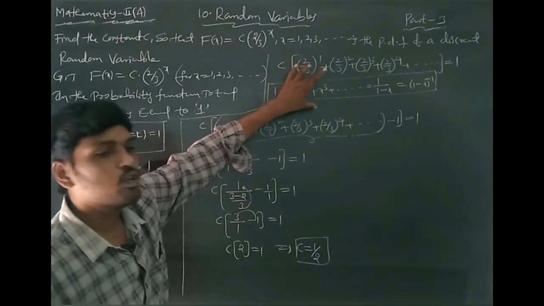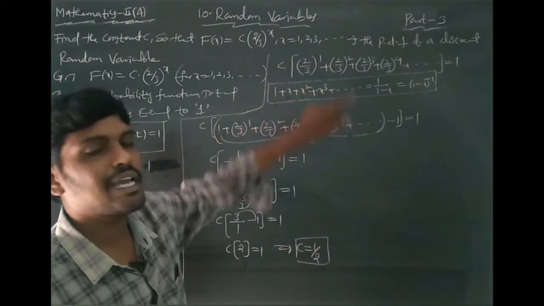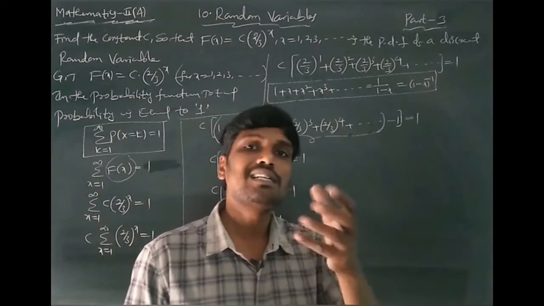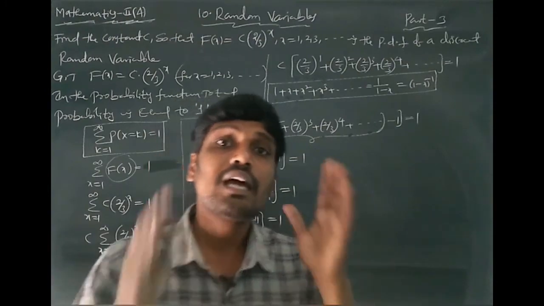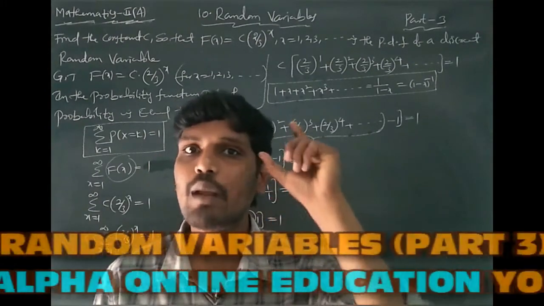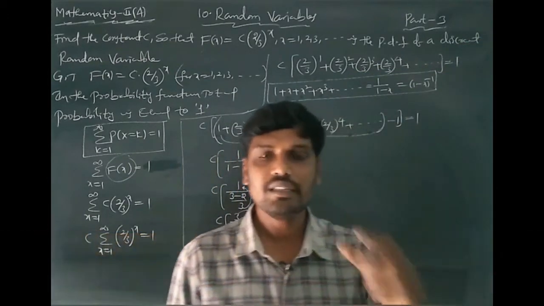In this problem you compulsorily need this formula, so read and write it: 1 plus x plus x square plus x cube and so on is equal to 1 by 1 minus x, that is equal to (1 minus x) whole power minus 1. This formula is explained in the binomial theorem chapter, the 6th chapter. That chapter explains all these formulas in this model.